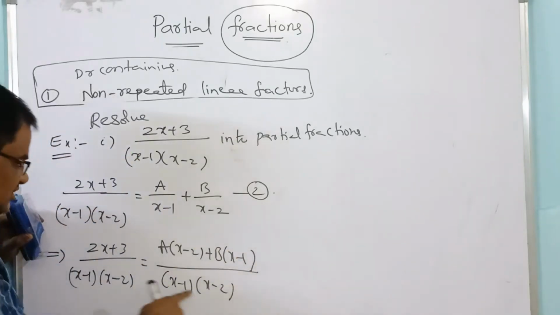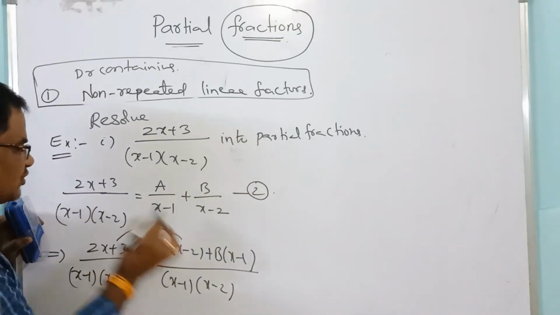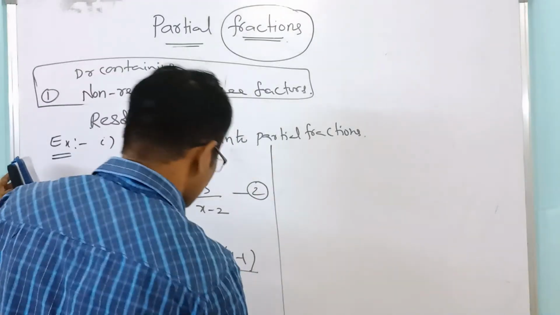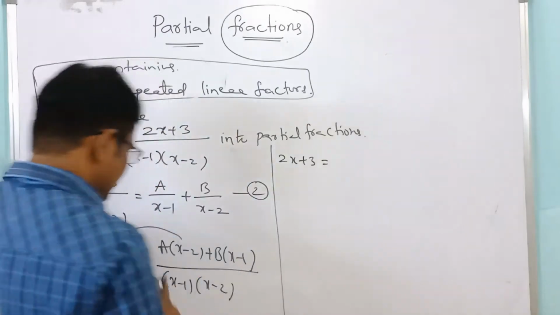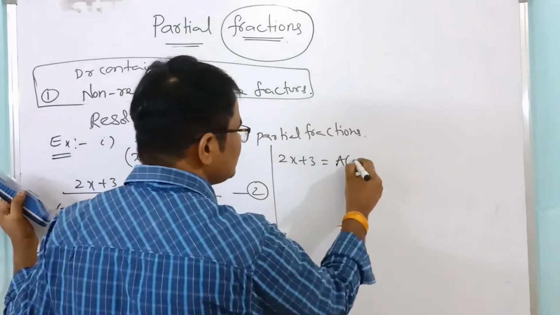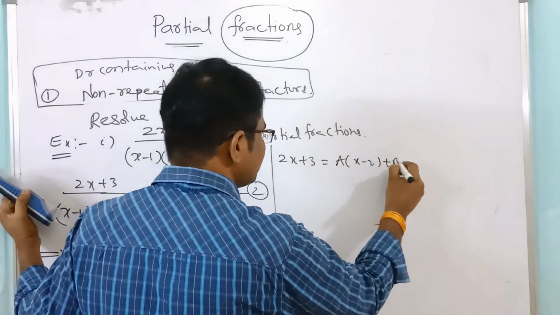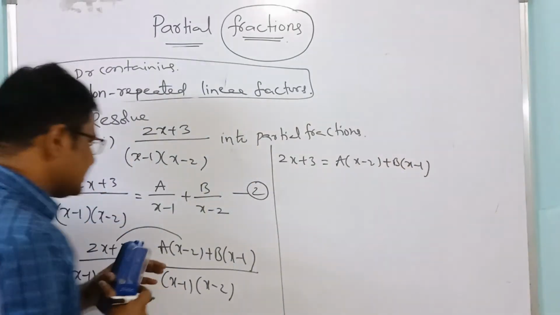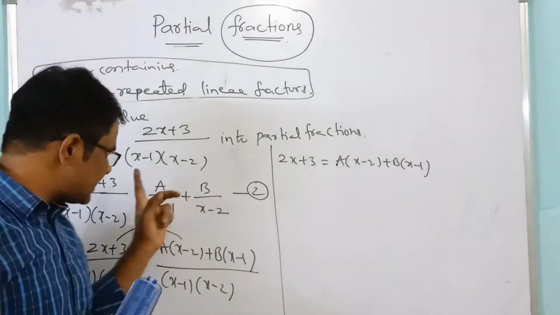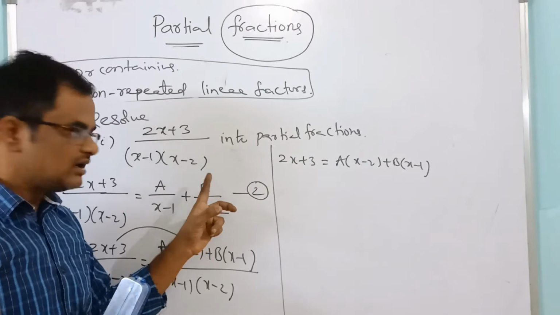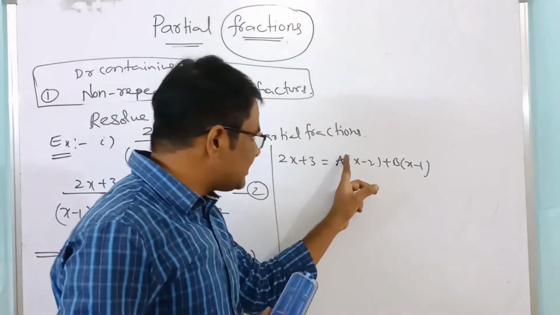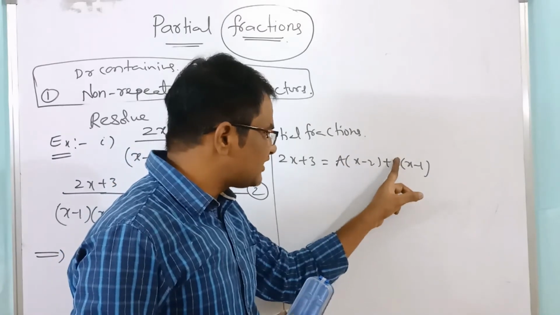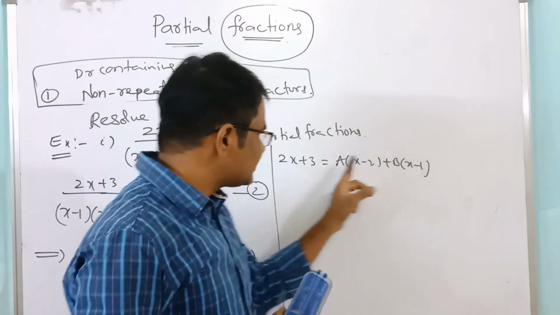So here these two denominators you can remove. So equate numerators. The numerator is 2x plus 3 on the left side, and the right side is a into x minus 2 plus b into x minus 1. So here a and b are unknowns, which means we have to find a and b. For this what do we have to do? If you eliminate this one, you will get b. If you eliminate this one, you will get a.